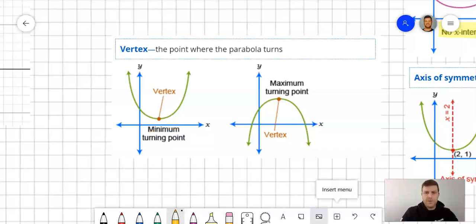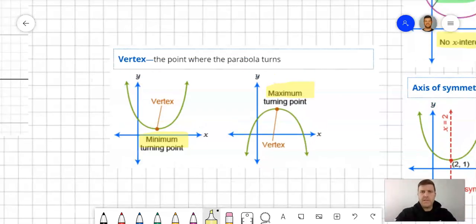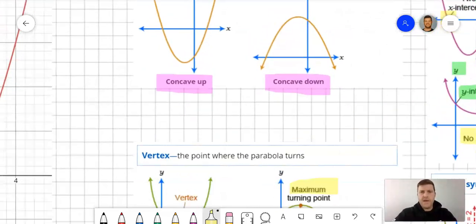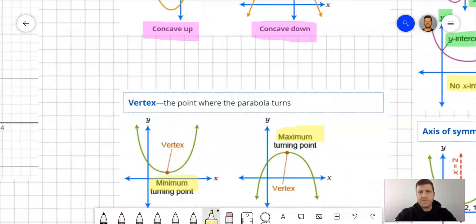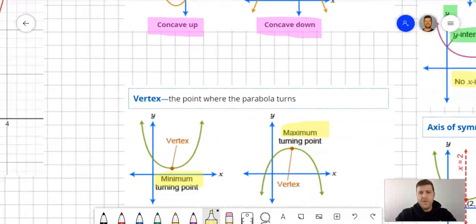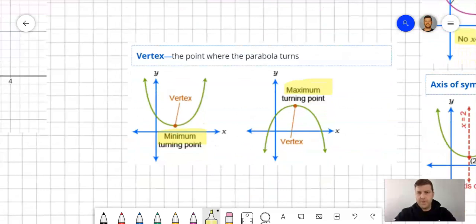Actually, let's get rid of that line. I want to highlight that. A minimum turning point, because the vertex is the minimum point on the y-axis. Okay. The one on the right-hand side has a maximum turning point because the turning point or vertex is the maximum value on the y-axis for this parabola. Okay. Now, notice that also this kind of relates to the concavity as well. So if it's concave up, it will have a minimum turning point. If it's concave down, like the one on the top right, it will have a maximum turning point, like the one on the bottom right.